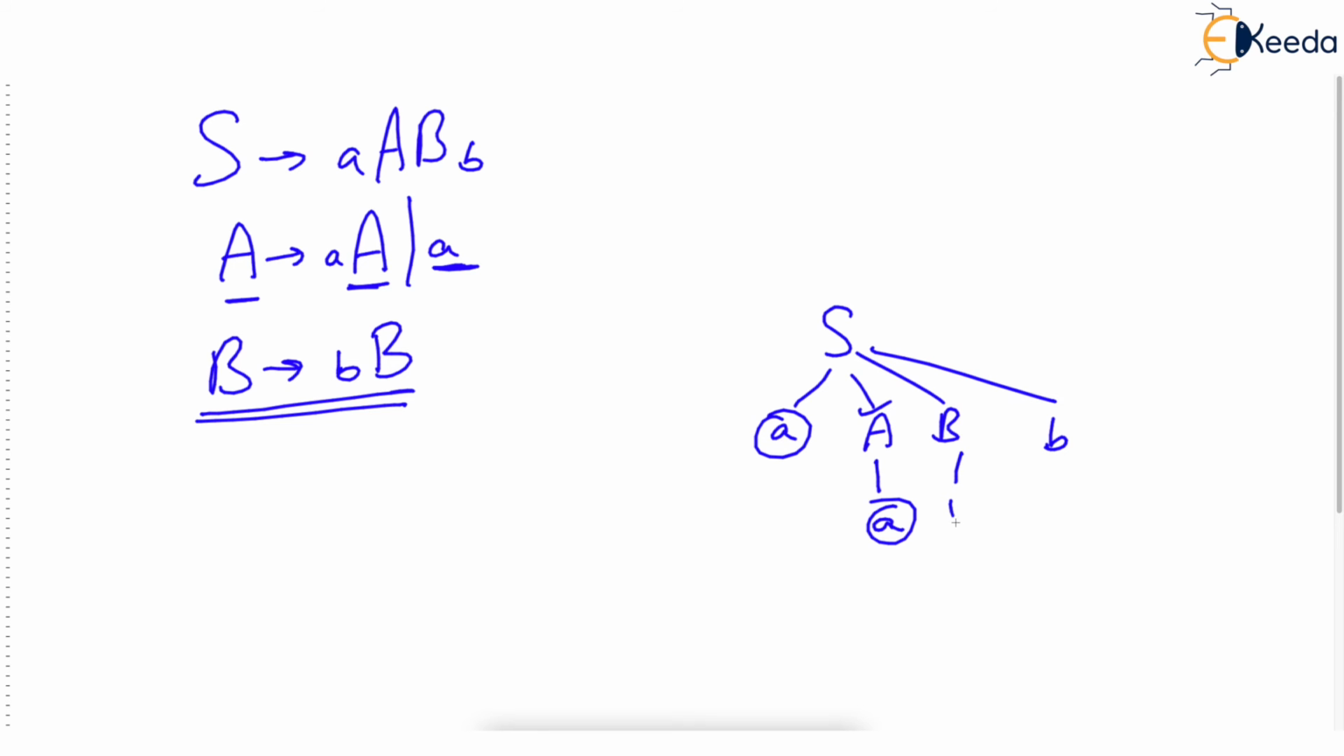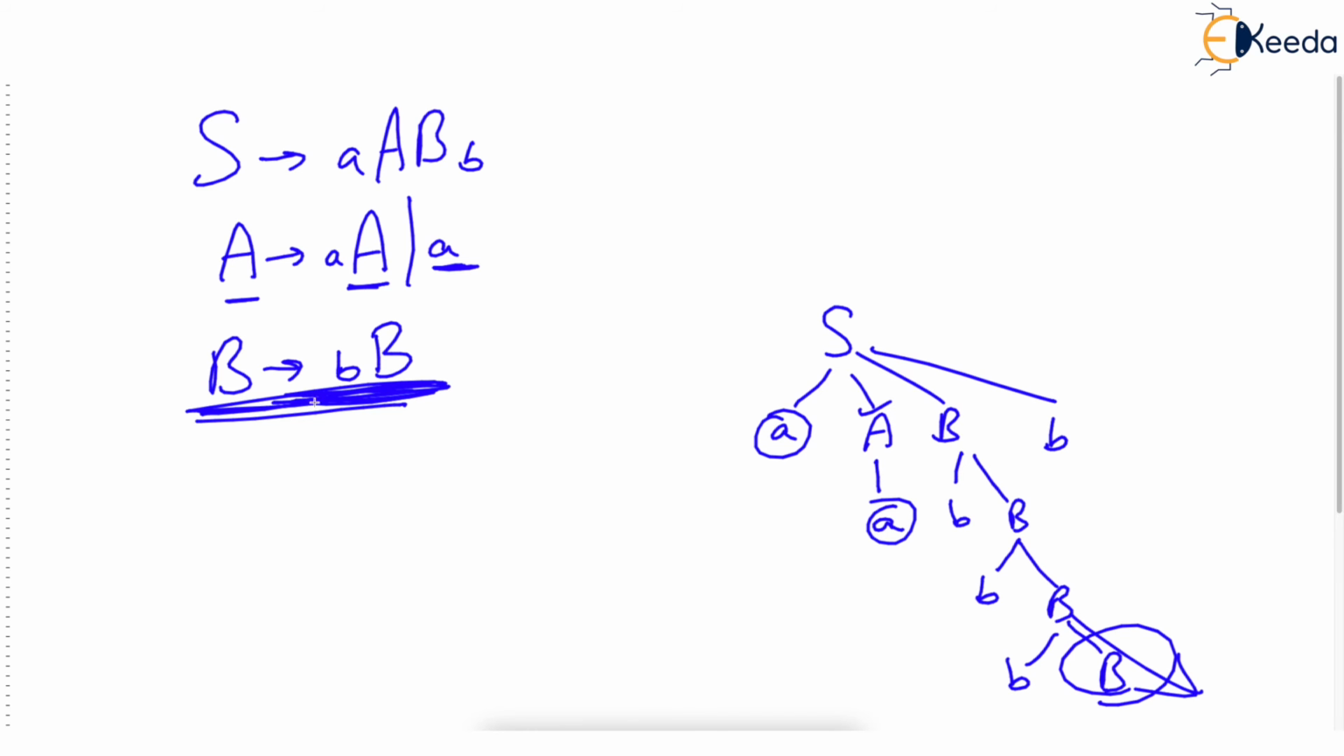But what will B give us? Capital B. Again, what will this B give us? Capital B. Again, what will this B give us? Capital B. That means this will loop forever. And we have no other option of escaping B. That means B is useless. It is not generating any terminal. So about to delete this. But then B occurs here also. You just can't delete B.